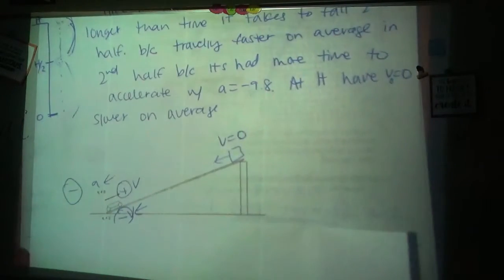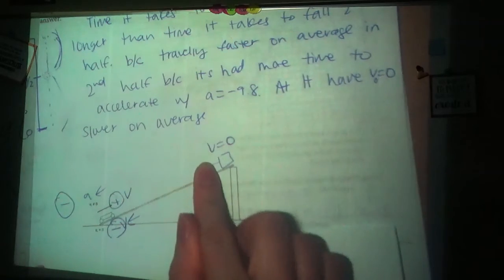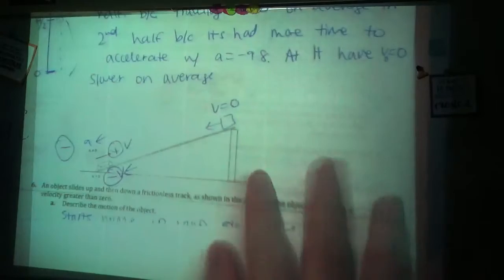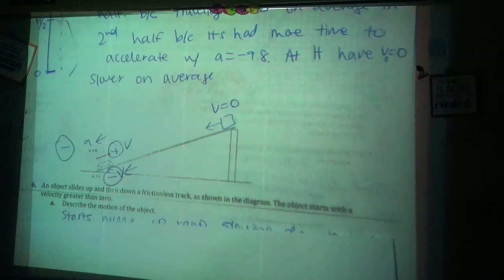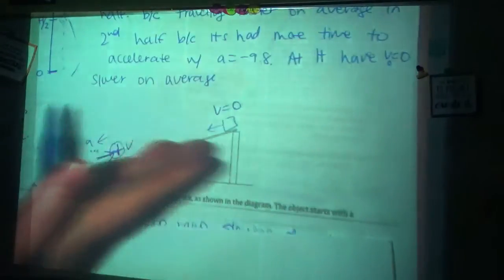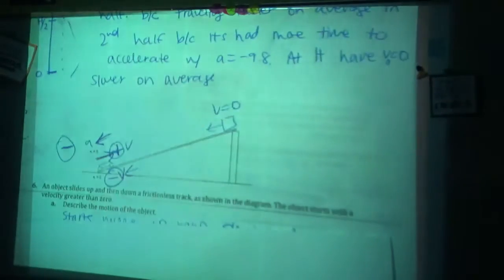Number 6, so we have an object that is pushed up and then it slides up and falls down. We wanted to describe the motion, so I decided that I want this direction, this up and over, to be the positive direction. So it starts with some positive velocity, and then because it's going up and it's not going to keep going up, that means there's some acceleration against it. So that acceleration would be in the negative direction.